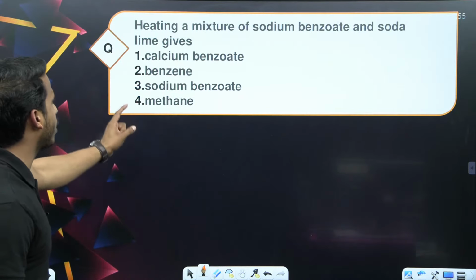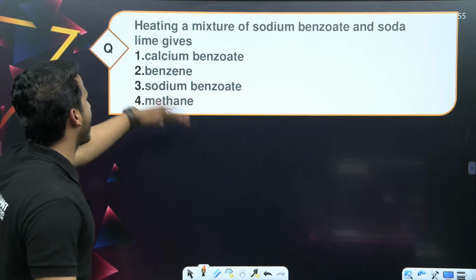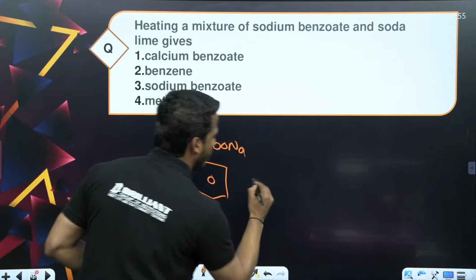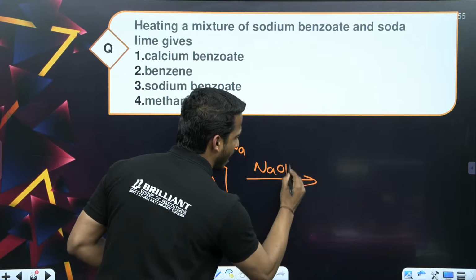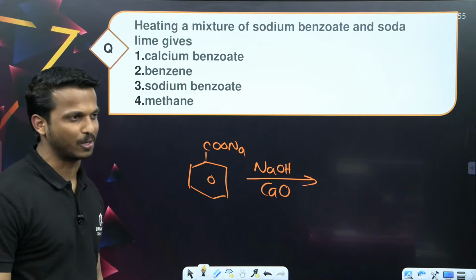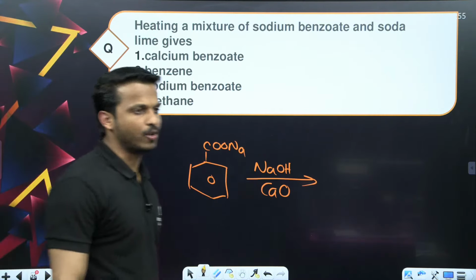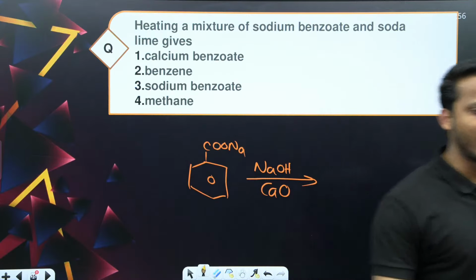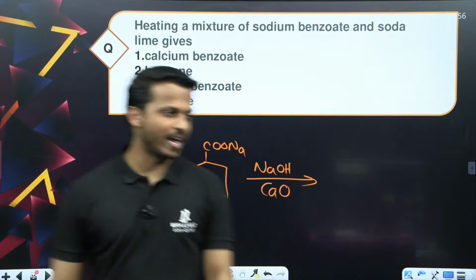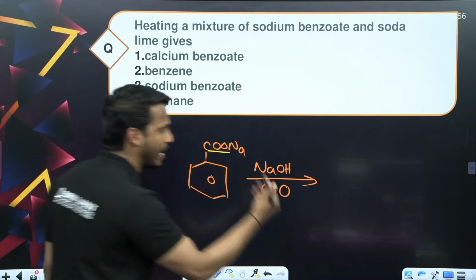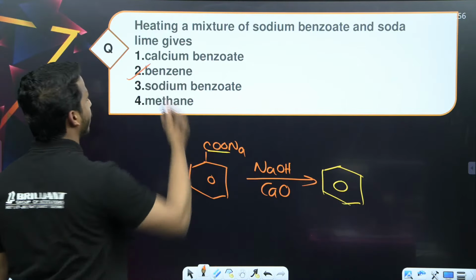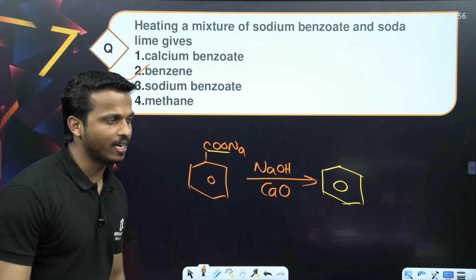Here, heating a mixture of sodium benzoate and soda lime gives? Come on. This is sodium benzoate, reacting with soda lime. What is soda lime? NaOH and CaO. Come on. What is the product forming here? One of the simple questions. Sodium salt of benzoic acid when treated with soda lime, what do we get? Yes, it undergoes decarboxylation. It forms the product, benzene. Let's go with option B. Yes, my dear, easy question, right?